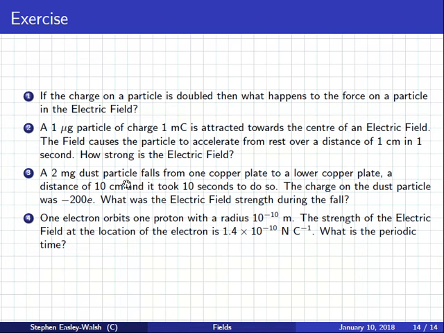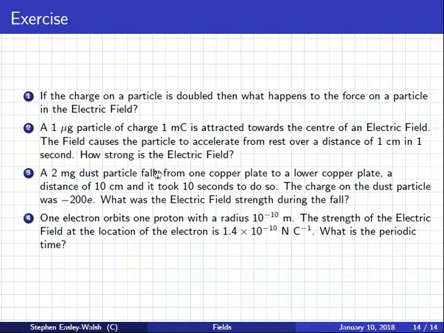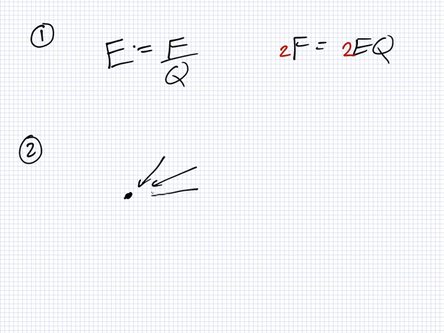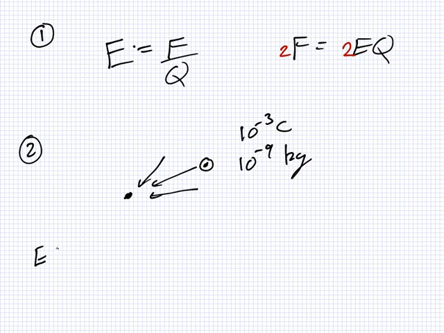Twice, yeah. Now, a 1 microgram particle with a charge of 1 millicoulomb is attracted towards the center of an electric field. So you have a field here, and it's being pulled in, and it's 10 to the minus 3 coulombs, and 10 to the minus 9 kilograms. What do I want? The electric field. So E equals F over Q. Do I know the Q? Yeah. So that's 10 to the 3 F, because it's 1 over 10 to the minus 3.